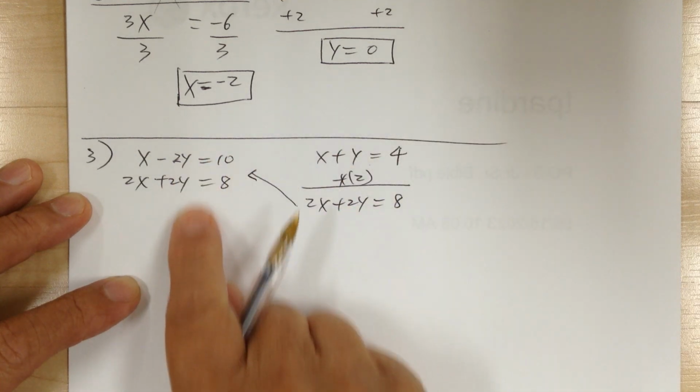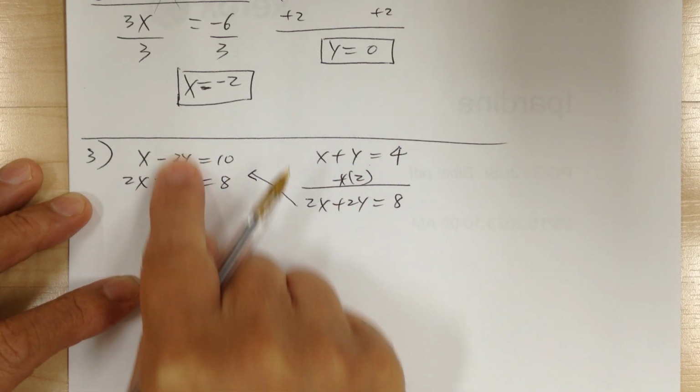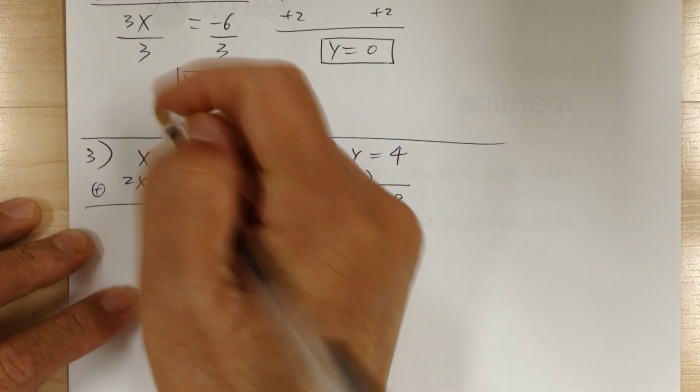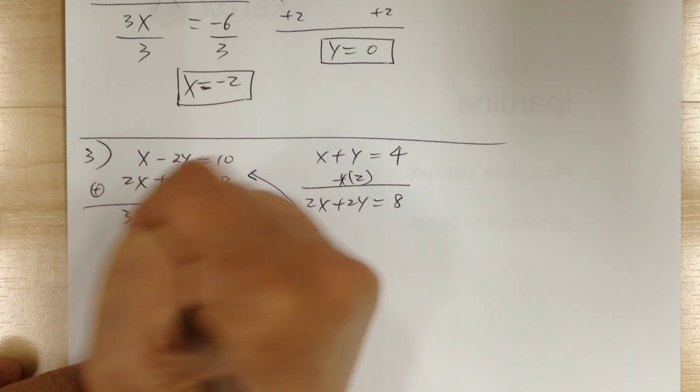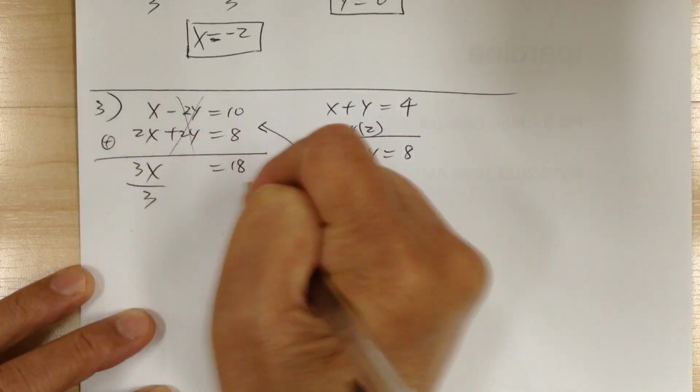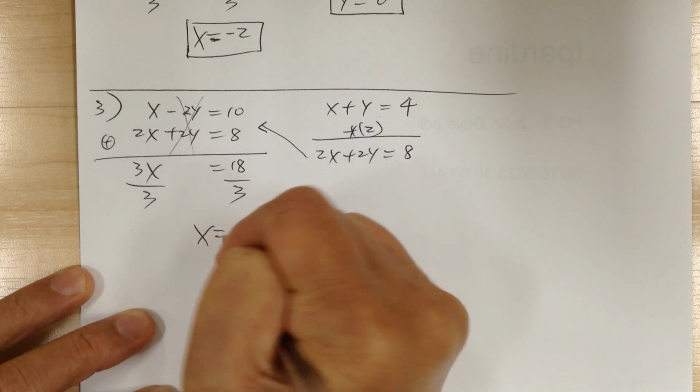Again, the reason we do this is so that this will become opposite, so you can cancel it out. Okay, so again, I'm going to add these two together. So I got 3x. Again, this will cancel out, equal to 18. Divide by 3, so x equal to 6.